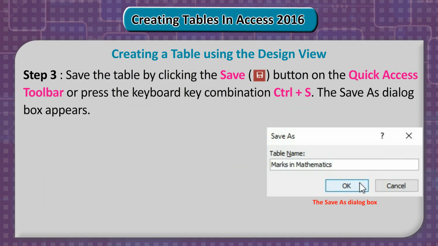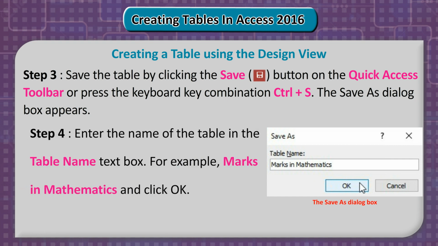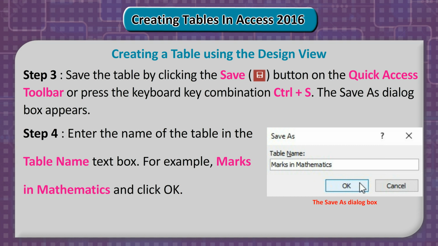Step 3. Save the table by clicking the Save button on the Quick Access toolbar or press the keyboard key combination Ctrl+S. The Save As dialog box appears. Step 4. Enter the name of the table in the Table Name text box. For example, Marks in Mathematics, and click OK.